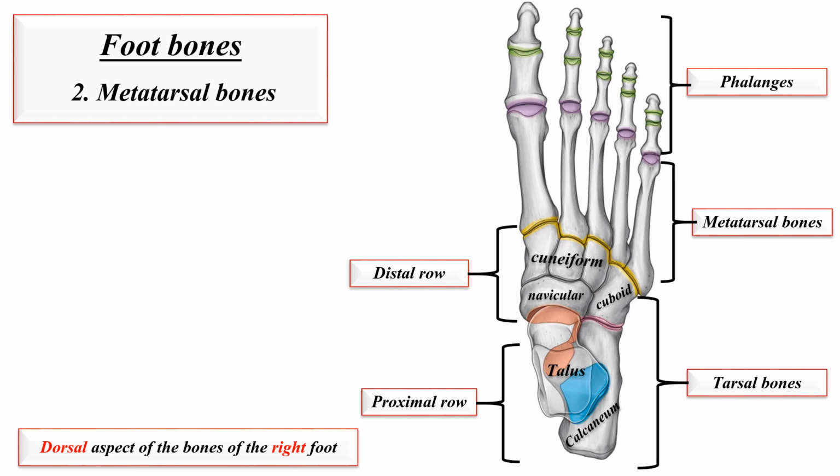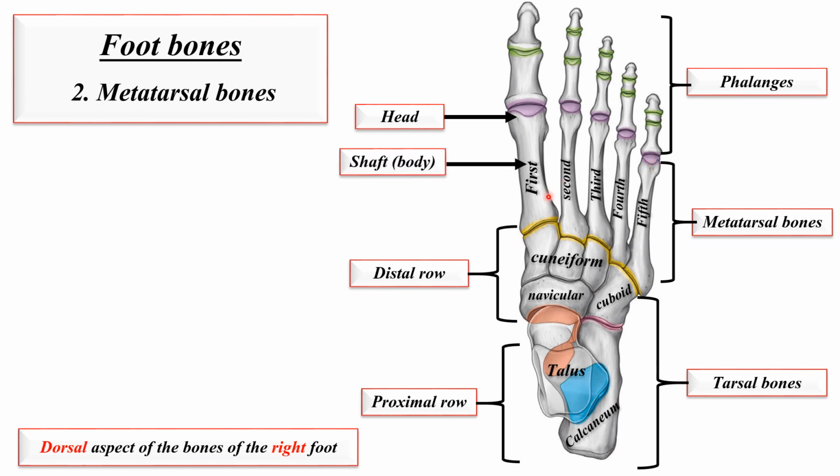The metatarsal bones are 5 in number. This is the first metatarsal bone. This is the second, third, fourth, and fifth metatarsal bone. Each metatarsal bone has a base, body or shaft, and head. Anteriorly or distally, this is the head of the first metatarsal. This is the head of the second, third, fourth, and fifth metatarsal bone. This long part is the shaft or the body.